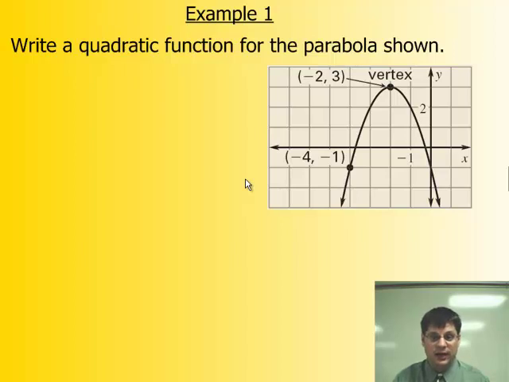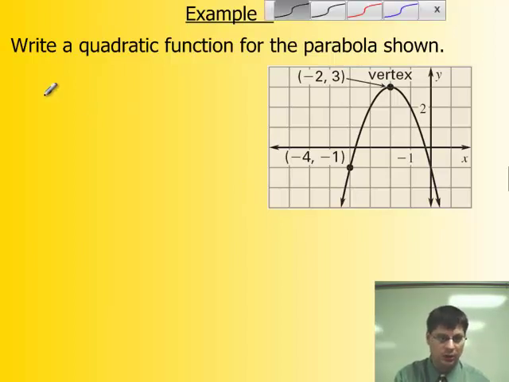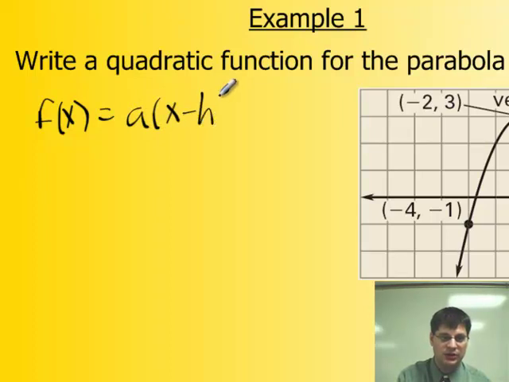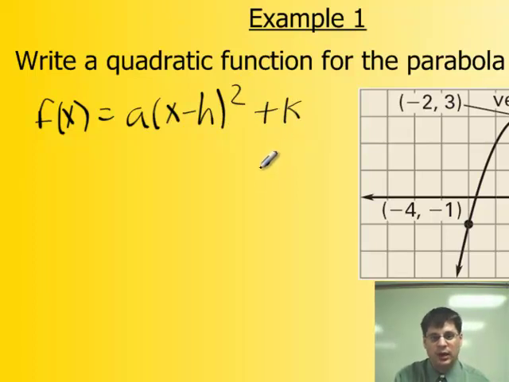And since it gives us a vertex, we could probably just use vertex form. So we're given a vertex and an extra point, that's all we need. So vertex form, if you recall, is f of x or y is equal to a times x minus h squared plus k. And the vertex we have here is negative 2, 3. And that's essentially our h and k, respectively. So I'm going to substitute those in.